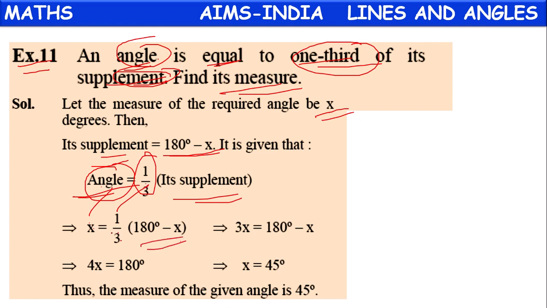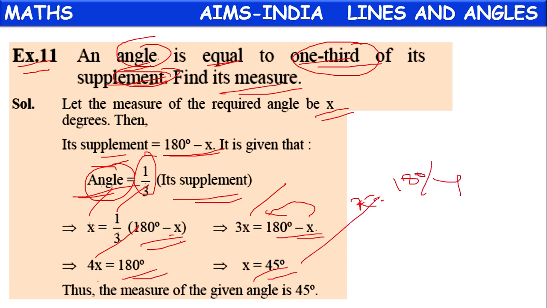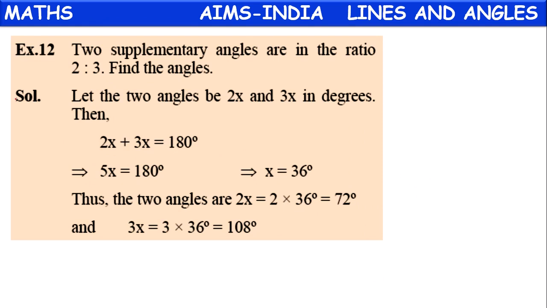This 3 will go this side. 3 into x, 3x equals 180 minus x. x will come this side. 3x plus x, 4x equals 180. x equals 180 by 4, which is equal to 45 degrees.